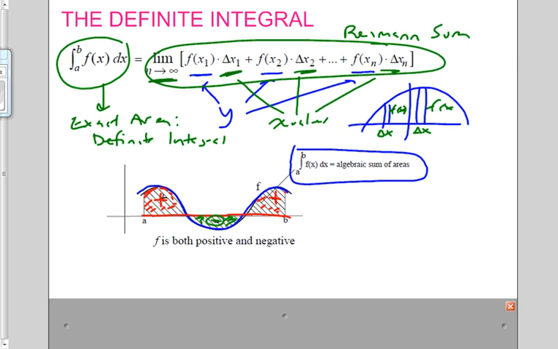All right, so I'm going to pause this video here and stop it. And in the next video, we're going to be doing a little bit more practice with how we use this definite integral with our calculator.